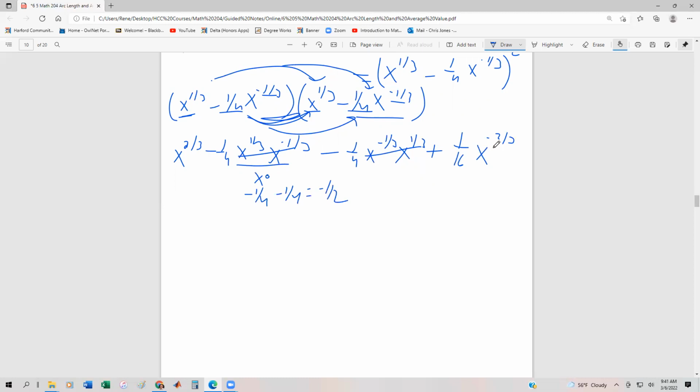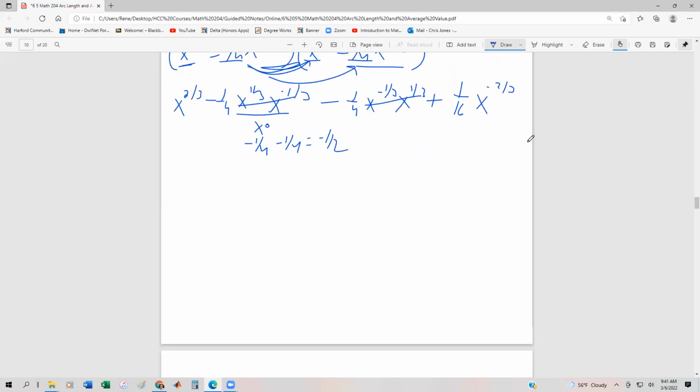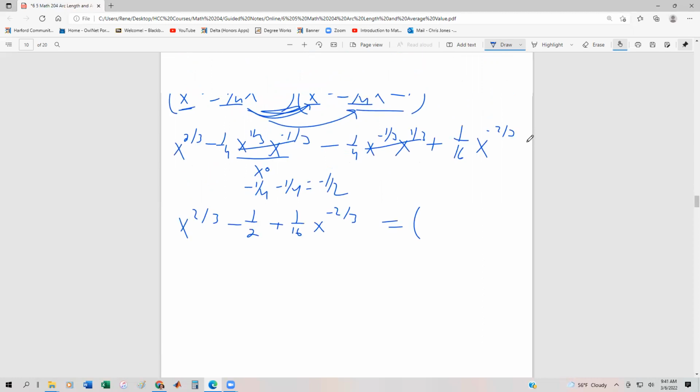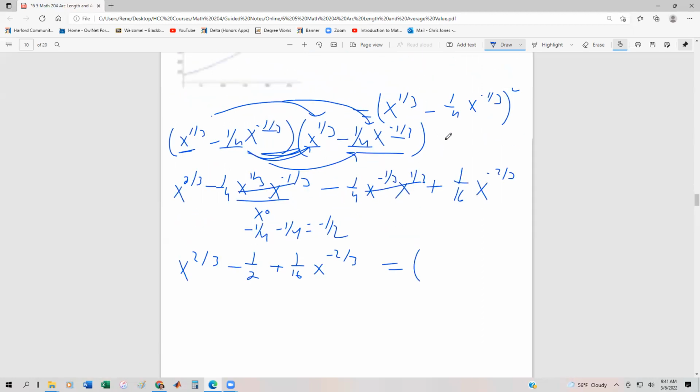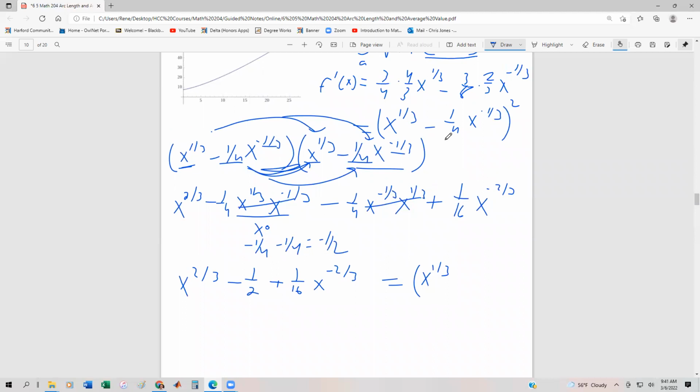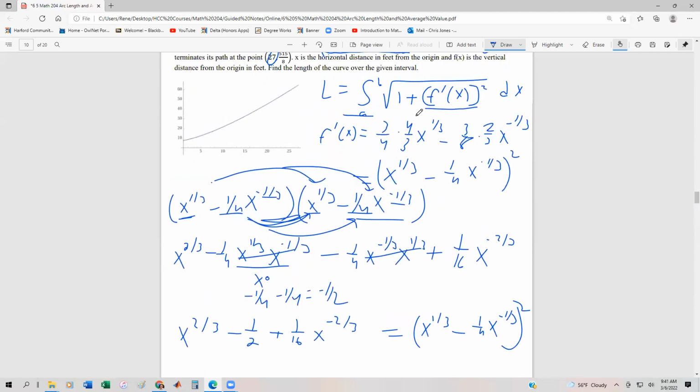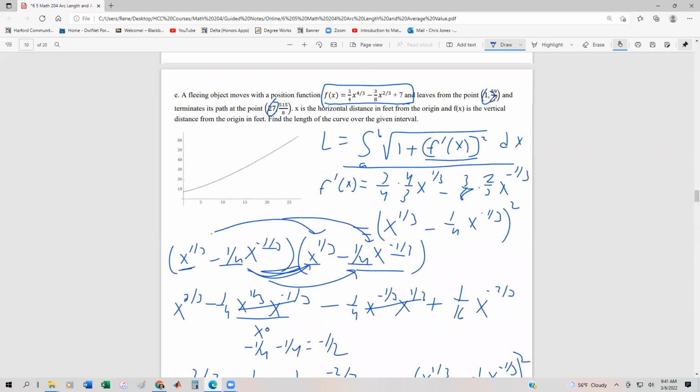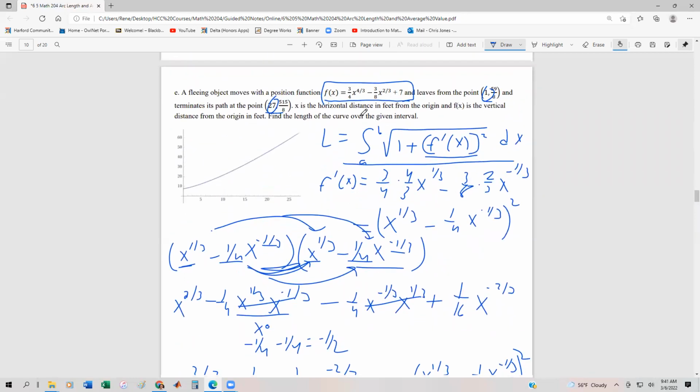All right, this looks familiar from our previous problem. And so what we end up with is x to the 2/3 minus 1/2 plus 1/16 x to the minus 2/3. And remember, that's equal to our FOIL of x to the 1/3 minus 1/4 x to the minus 1/3, squared. So keep that in mind, because that's going to be helpful when we plug it back into our arc length formula. Limits of integration again, 1 to 27.